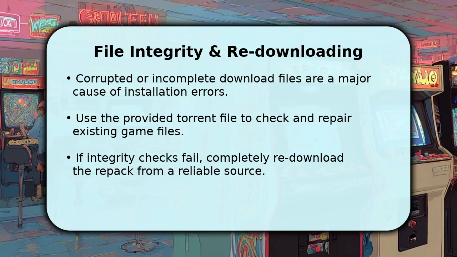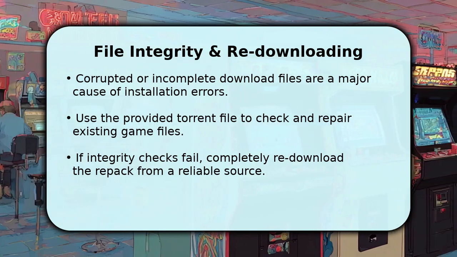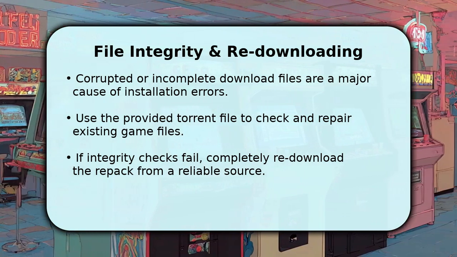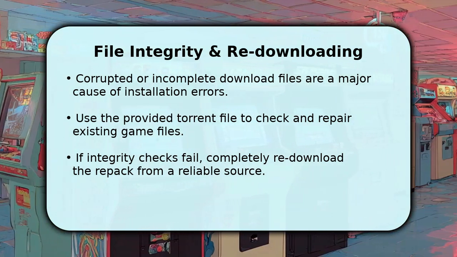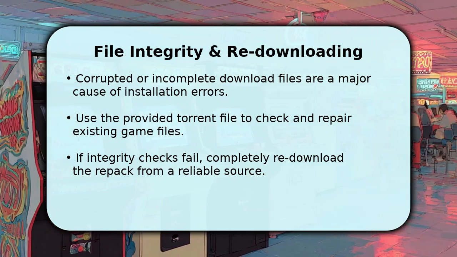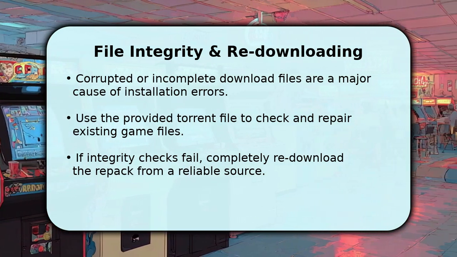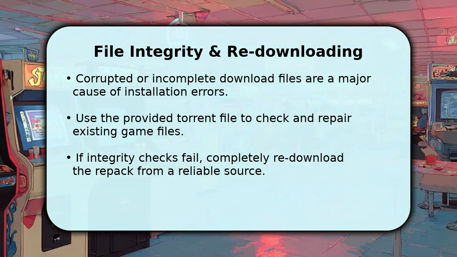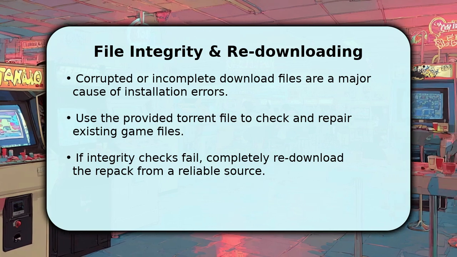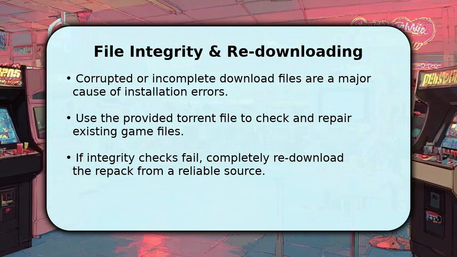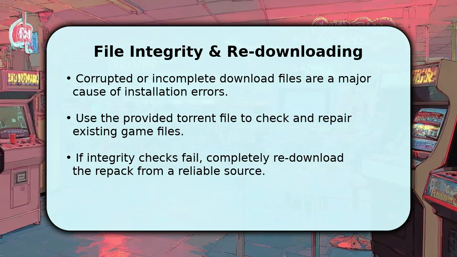File corruption during download is a very common culprit for error code 1. Always use your torrent client to perform an integrity check on all downloaded files before starting installation. If any files are reported as damaged or missing, allow your torrent client to re-download those specific parts. If the issue persists, a complete re-download of the entire repack from a trusted source might be necessary. Ensuring file integrity is critical for a smooth setup.